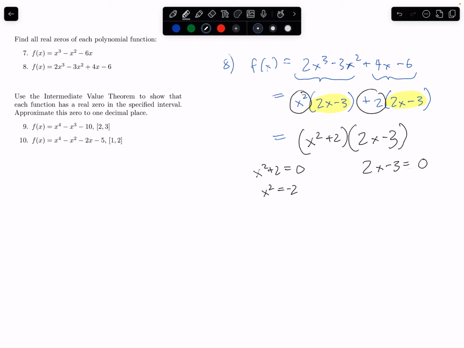Set it equal to 0 and then solve, right? 2x, add 3 to both sides, equals 3. Divide by 2, it's 3 halves. So if x is 3 halves, I don't know, I keep doing that to me.